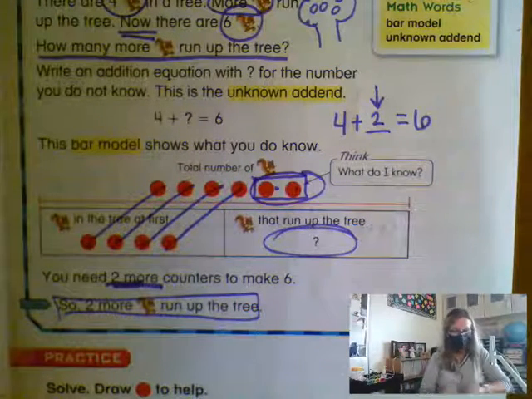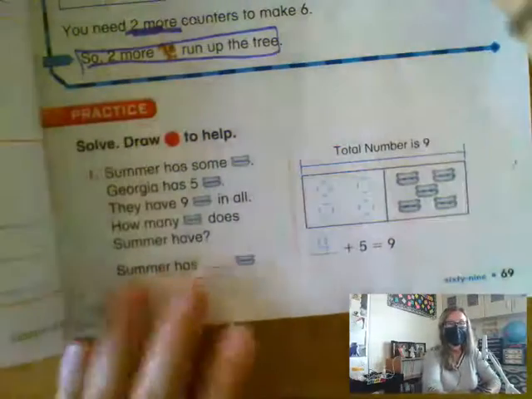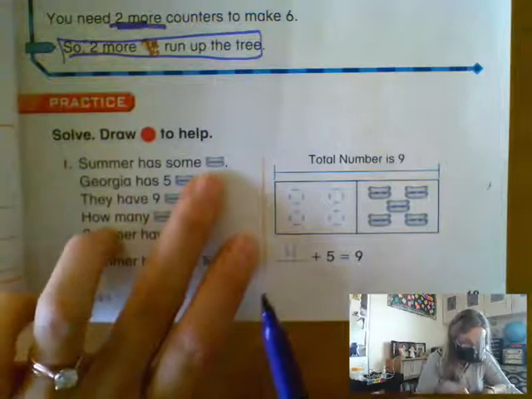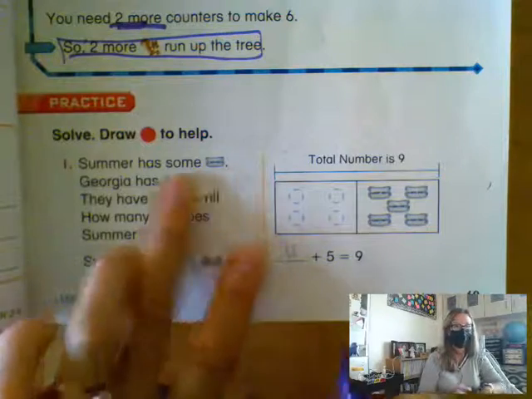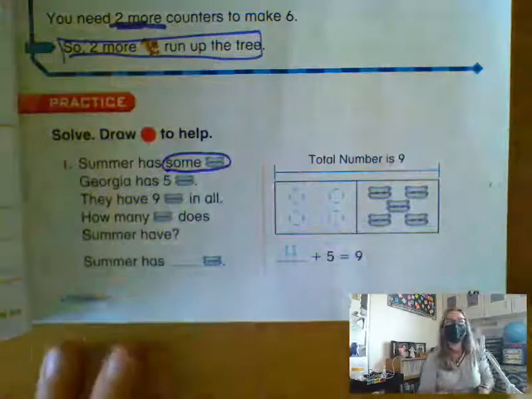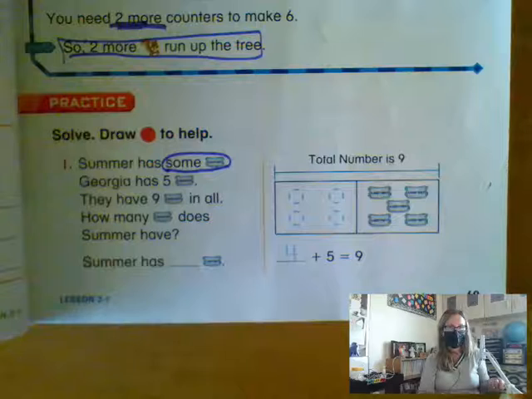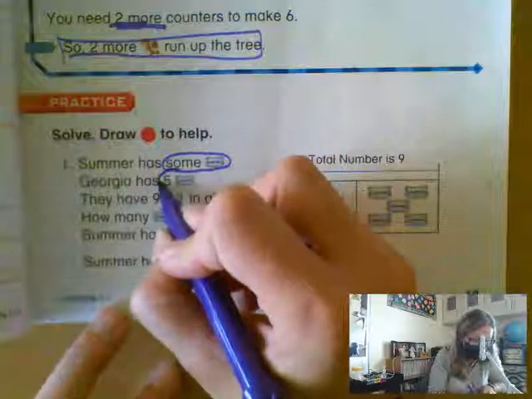Okay? Now we're going to go down to the bottom of 69 where it says practice. And we're going to take a look here. It says Summer has some tickets. She must be, I don't know, at an arcade. Okay? She has some tickets. So circle some tickets. We don't know how many, but we know she has some. She's got them in her hand, but we don't know how many are in her hand. Okay? It says Georgia has 5 tickets. So circle 5.